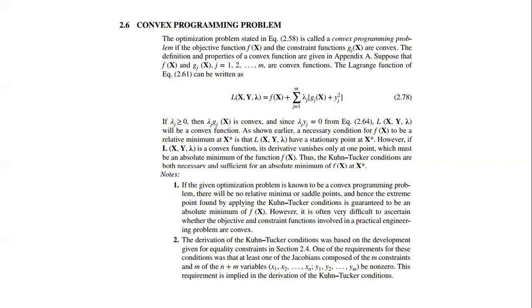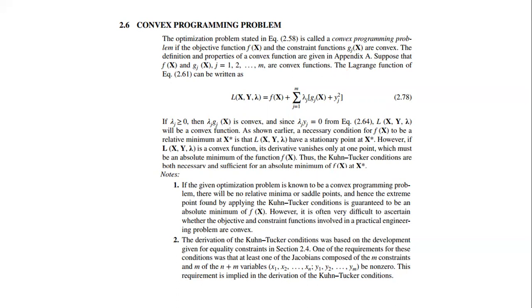The last topic of this one, which is not covered in detail, but in a future class we'll be covering, is the convex programming problem. An optimization problem is called a convex programming problem if the objective function and the constraint functions, all the functions, are convex. In that case, we call it a convex programming problem. The definition and the properties of the convex functions are given in Appendix A. So if you want, you can have a look at that, but we'll cover this in detail, inshallah.